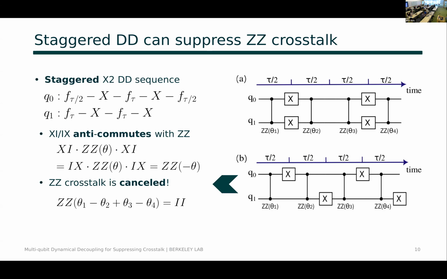But in our paper, we propose a very simple solution. We change the location of the X2 gates on the second qubit, so they stagger with each other. Now we do not have simultaneous XX anymore. We have XI and IX, which anticommute with ZZ, so the ZZ crosstalk can be suppressed.